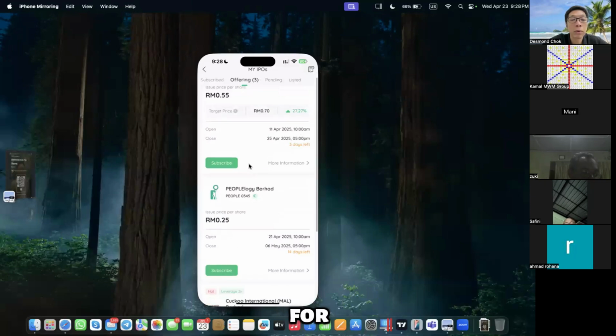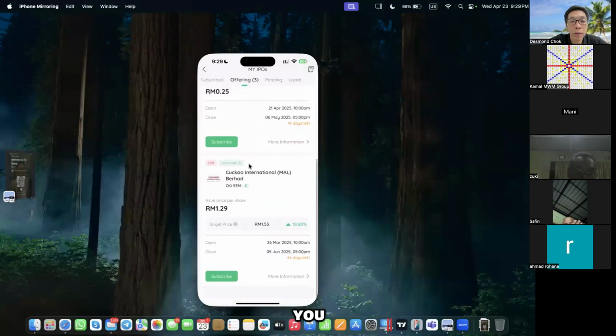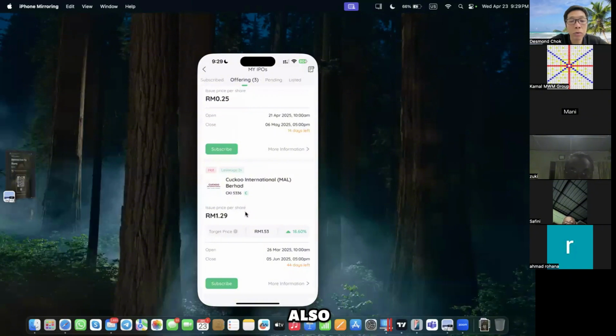So let's see the other ones. Other than that, you can see here also the IPO price is 1.29. So analysts can already come out with a target price, 1.52, which is equivalent to an 18.6 premium increase. So there's a change there. But of course, this is just an analyst target lah. And then, let's see.